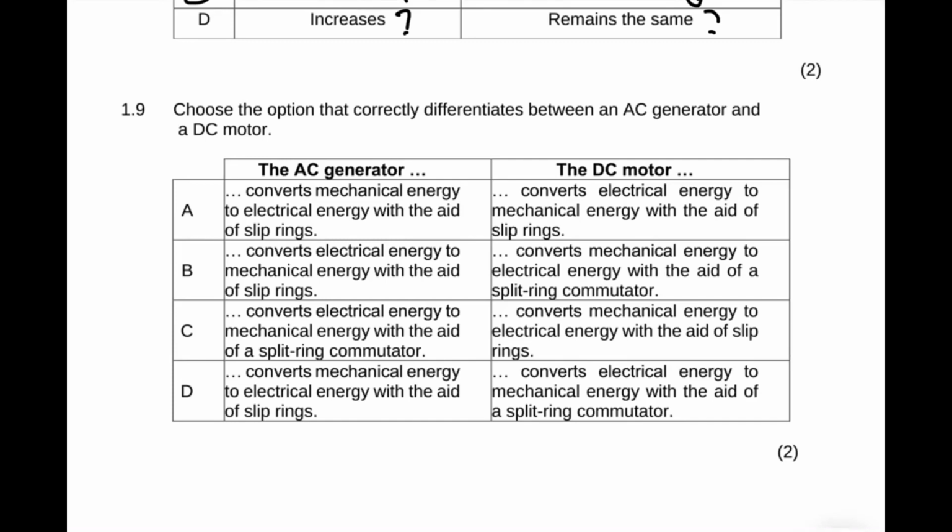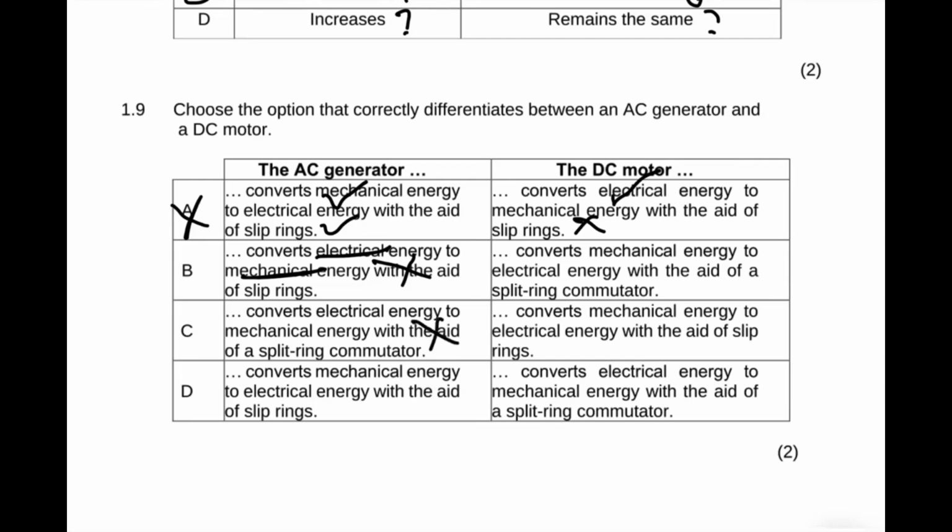So A says an AC generator converts mechanical to electrical. That is true. And with the aid of slip rings, that is true. And for the DC motor, it says electrical to mechanical, which is true. And then it says with the aid of slip rings, which is wrong. So A cannot be the answer. And then B, the AC generator is converting electrical to mechanical. This is wrong. We don't have to look at anything else. And then option C says it is converting electrical energy to mechanical. This is also wrong, so we cannot look at it.